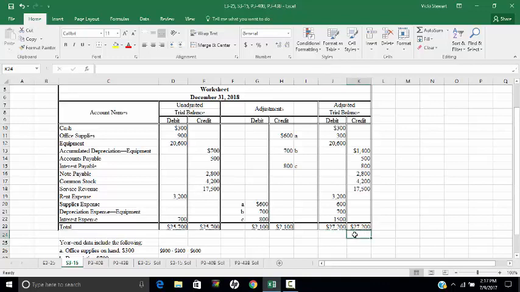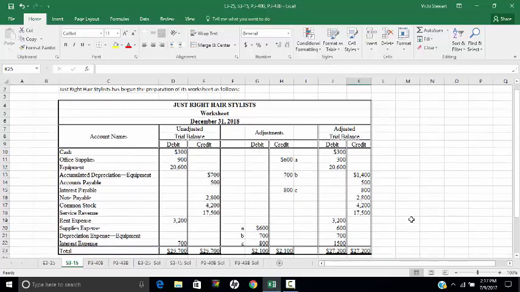We want to make sure when we complete our worksheet that our debit and our credit balance is equal in the adjusted trial balance column, so that we know that when we added and subtracted these amounts, we did it correctly and we brought the balance over to the correct column. Since ours equal, we have completed this exercise for S315.